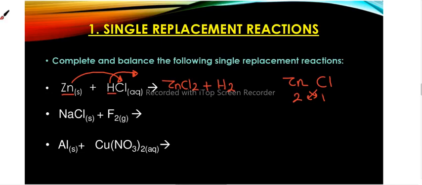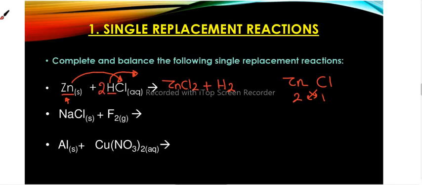Here, talking about the balancing part, we need to consider the total number of atoms as reactant and compare it with the total number of atoms as a product. I have 1 Zn as a reactant. I have also 1 Zn, so it's balanced. Continuing with the chlorine and hydrogen, you will find that you have 2 chlorines, 2 hydrogens in the product. You have only 1 and 1 in the reactant, so you're going to multiply by a whole big 2 beside the hydrochloric acid.